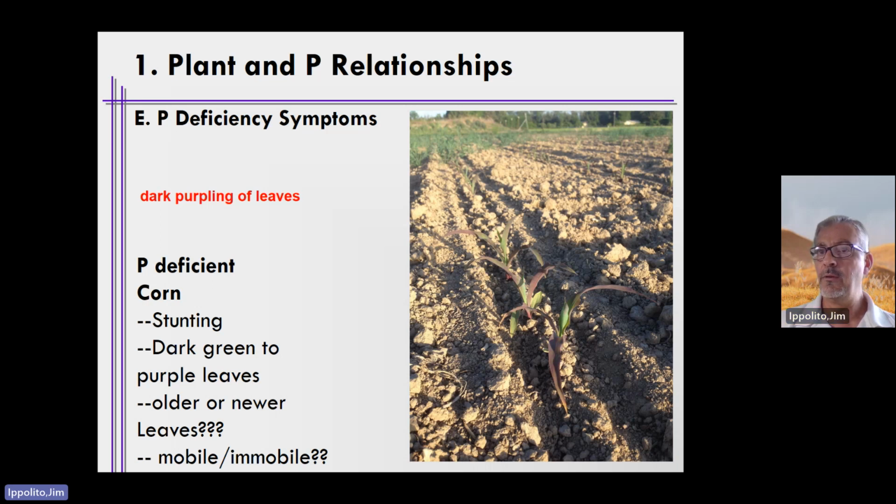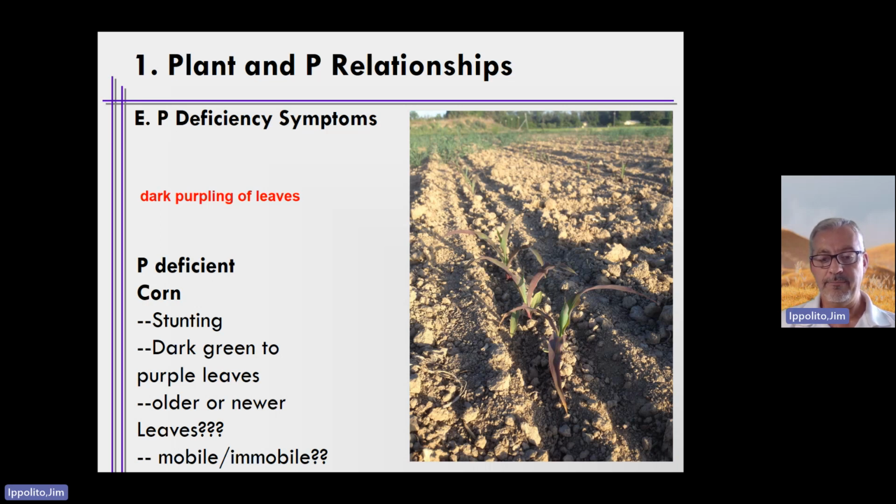So another question is, does that mean that phosphorus is mobile or immobile in plants? What this means is that phosphorus is mobile in plants. The plant is perceiving a phosphorus deficiency symptom, and what does it do? If it can't obtain phosphorus from the soil, it obtains it from the older leaves and translocates phosphorus to the newer leaves. This is much like nitrogen deficiency.